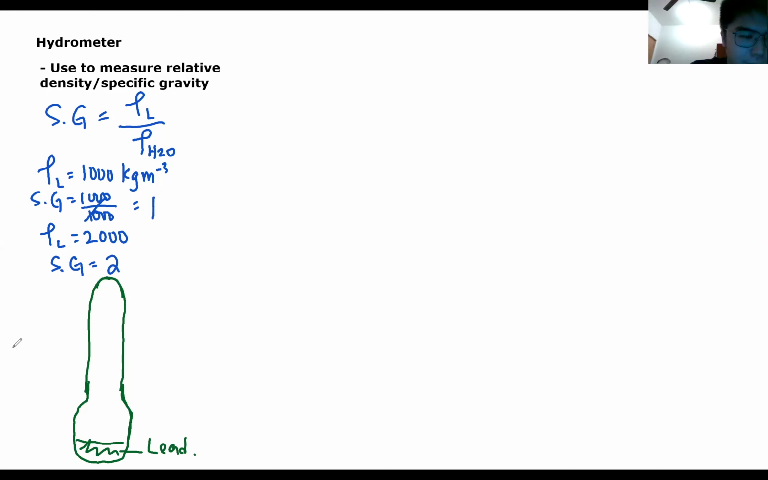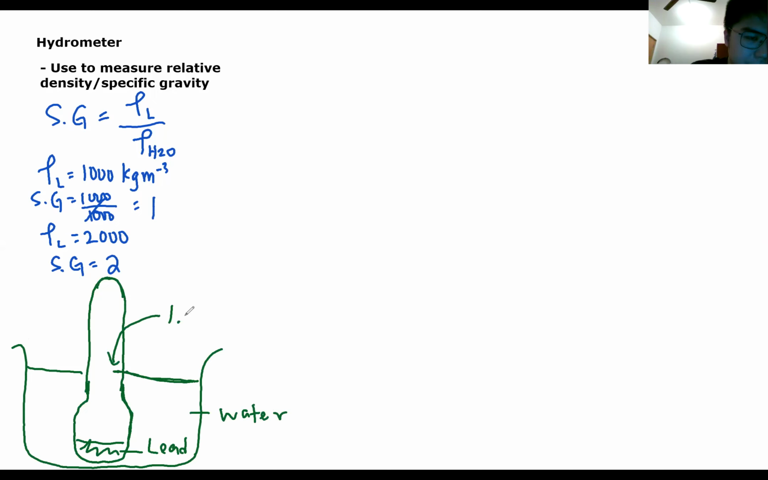So we put this inside the beaker of water, and it floats. If you put it in water, the reading on the scale here will read 1.0. They have the scale at the side, so you will see that 1.0 is in line with the surface of the water.